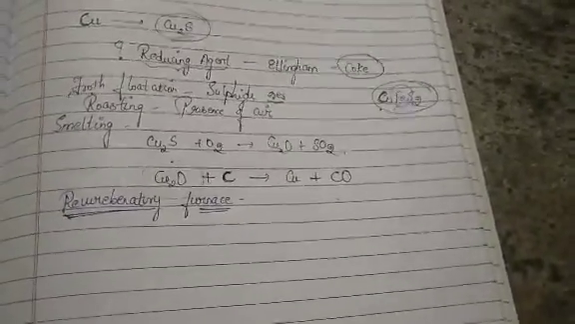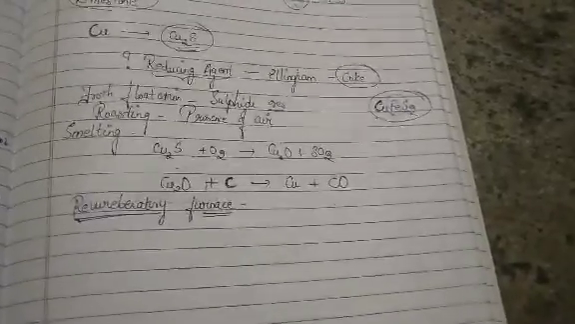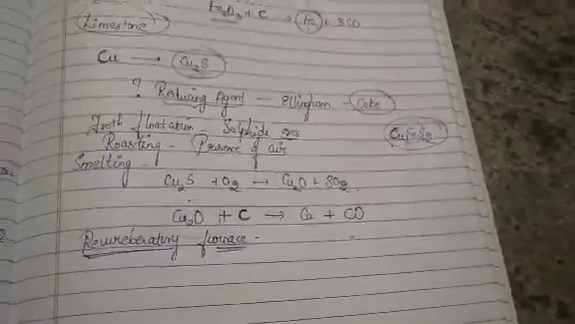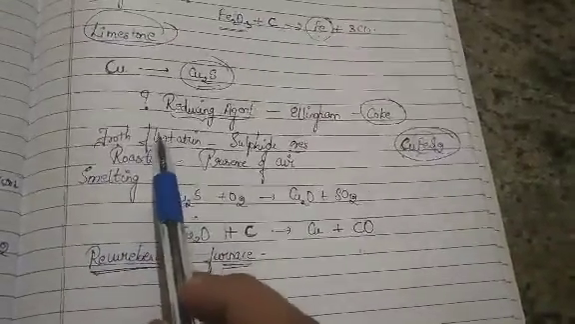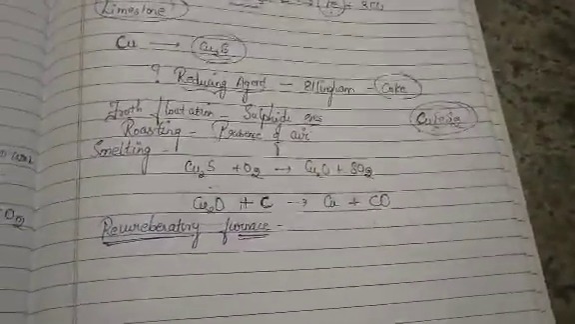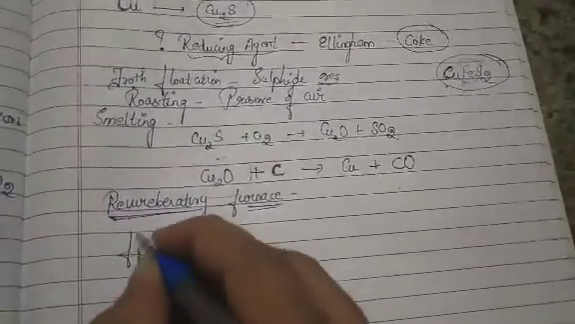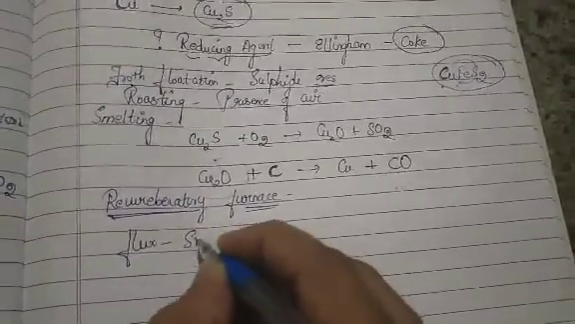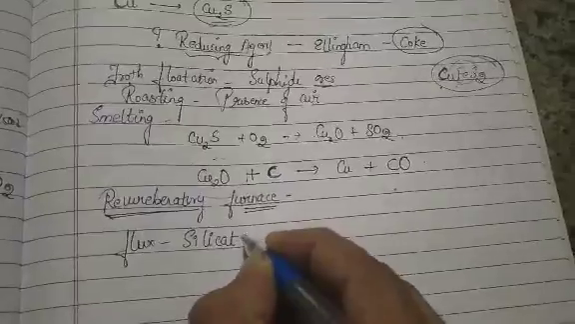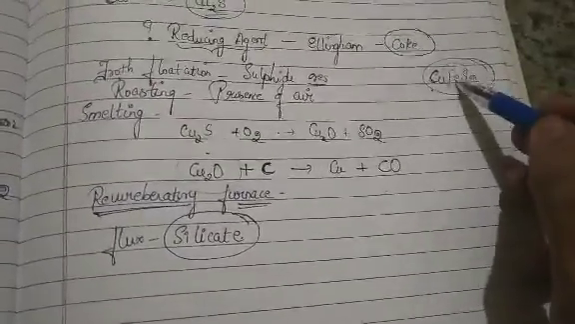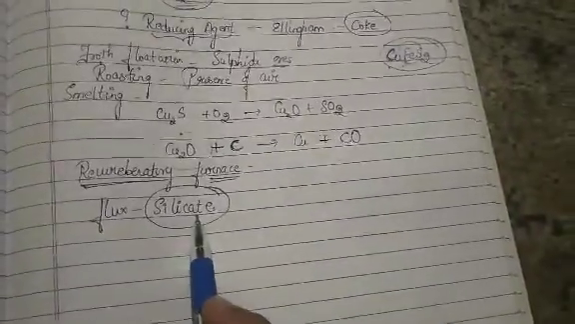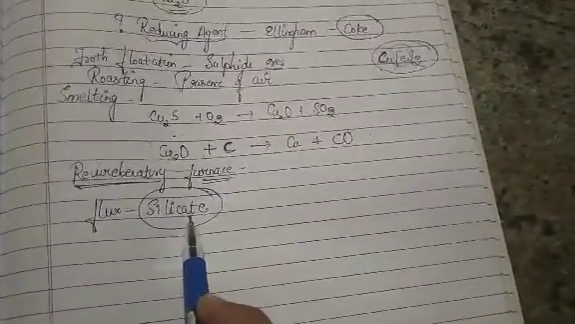And I have mentioned that the flux will change with respect to the extraction of the metals. Different metals, different fluxes could be used. So in this case, for the reduction of copper, we are using a flux called silicate. This silicate reacts with the iron part to form iron silicate.